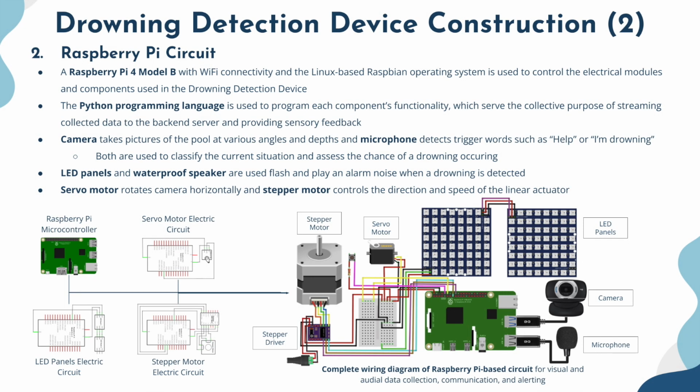The second step in creating the drowning detection device was to create the Raspberry Pi circuit. To do this, I used a Raspberry Pi 4 Model B with Wi-Fi connectivity and the Linux-based Raspberry Pi operating system. The camera is used to take images of the pool both above and below the water and at various angles. The microphone is used to detect trigger words such as "help" or "I'm drowning," which augments the chance of the system detecting that someone is drowning. Finally, the LED panels and Bluetooth speaker component of the Raspberry Pi are used to flash and play an alarm noise when a potential drowning is detected, and the stepper motor and servo motor are used to actuate the system above and below the water, as well as rotate the camera 180 degrees.